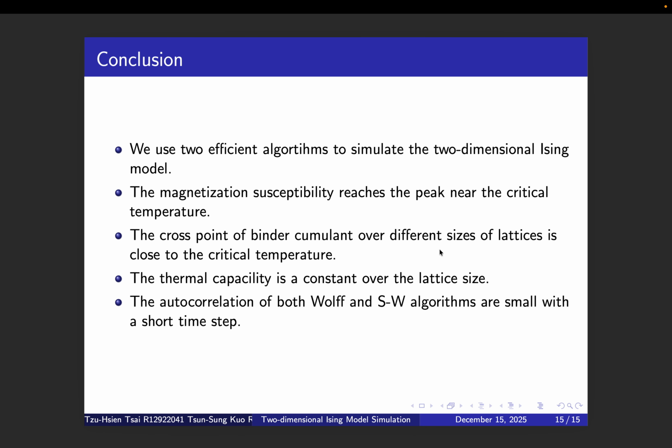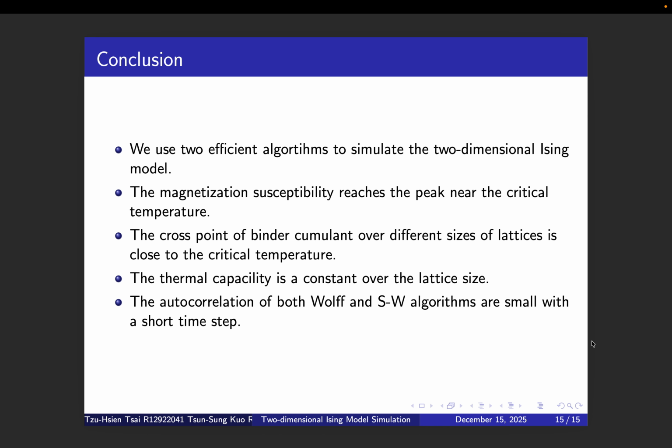In conclusion, we use two efficient algorithms, the Swendsen-Wang algorithm and the Wolff algorithm, to simulate the two-dimensional Ising model. The magnetic susceptibility increases near the critical temperature, and the cross point of the Binder cumulant over different sizes of lattice is close to the critical temperature. For the thermal capacity, we found that it is proportional to the lattice size.